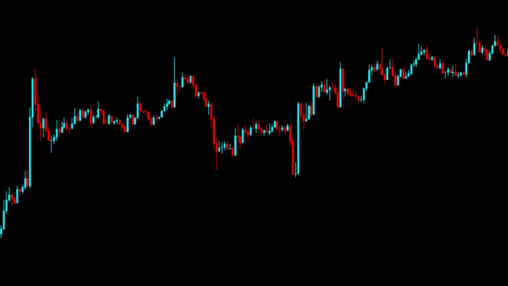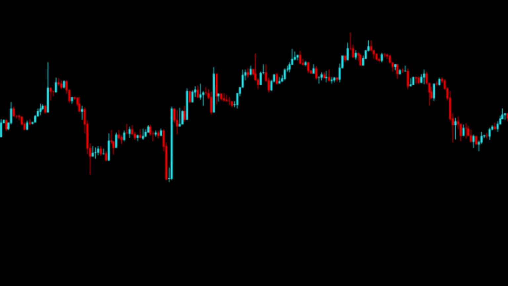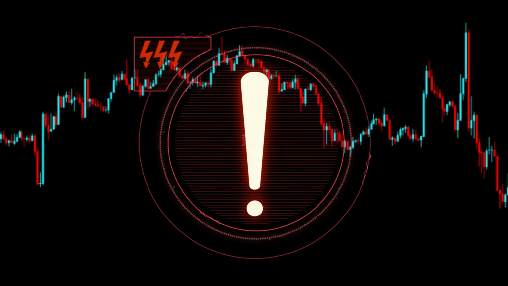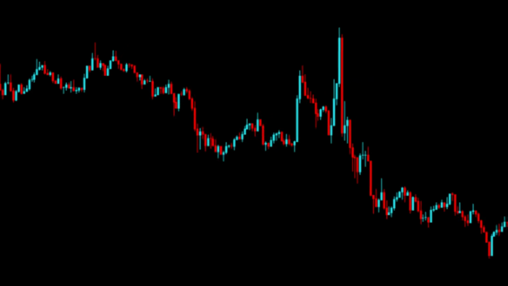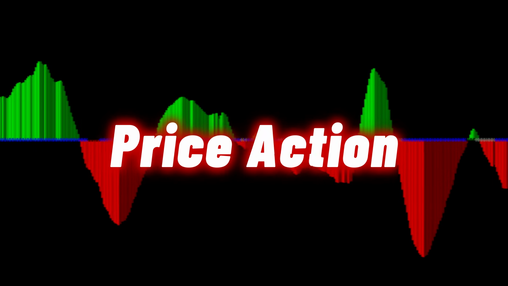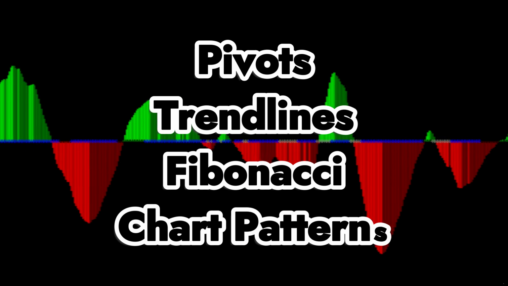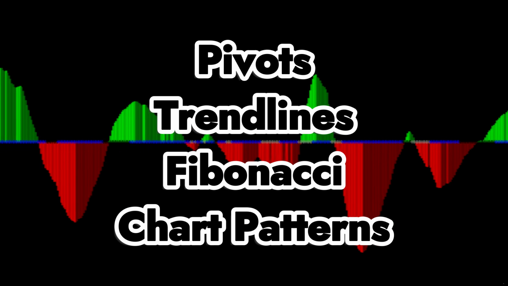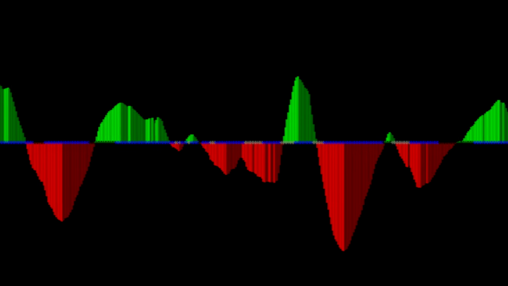Of course, divergence should never be used in isolation. Like any technical tool, it can produce false signals. So this indicator can become even more powerful when combined with basic price action concepts. Instead of relying on a single signal, traders often use tools such as pivot points, trend lines, Fibonacci levels, chart and candlestick patterns to add extra confirmation to their setups. The goal isn't just to predict the market, but to build a stronger case before considering a trade.